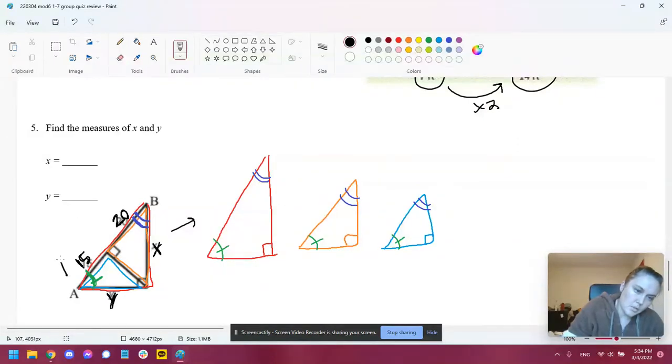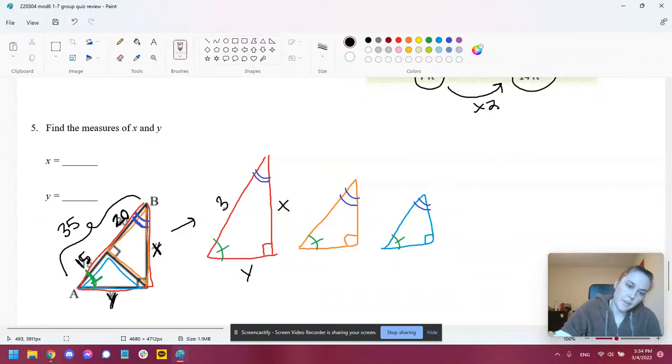This one's 15, which makes this entire side 35. On the red triangle, y is across from this double blue angle, so I'll put it across from the double blue angle. X is across from the green angle. And 35 is the other one.